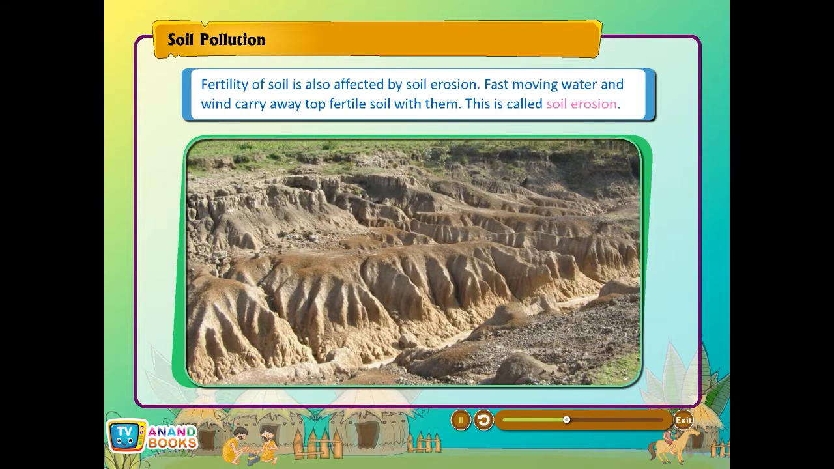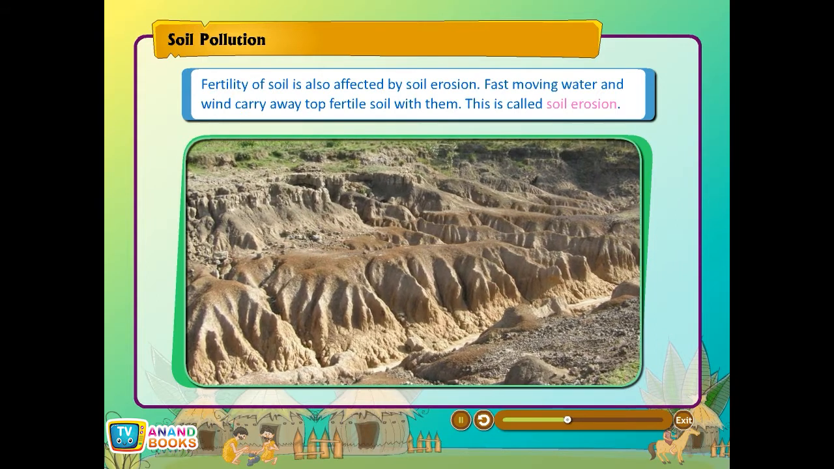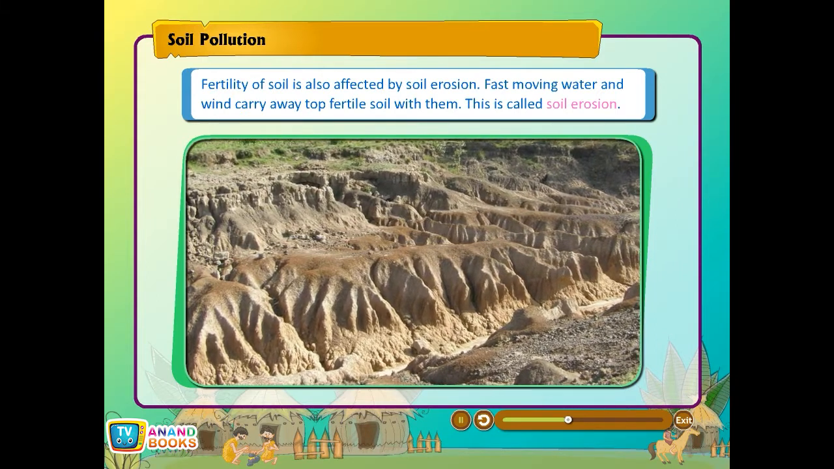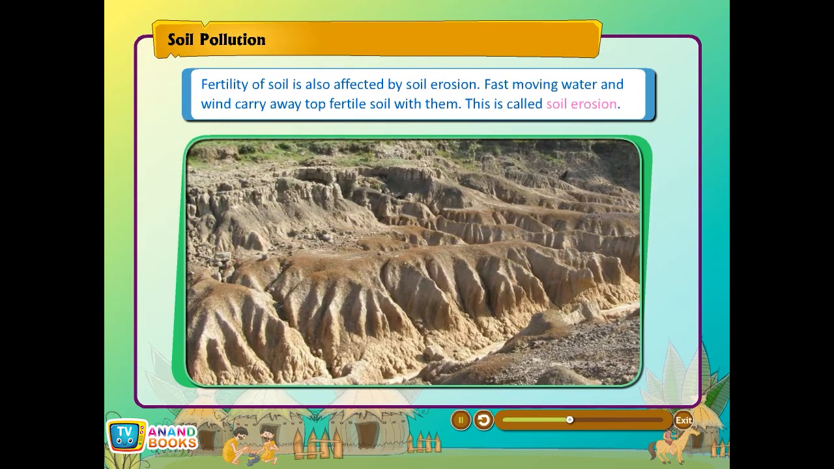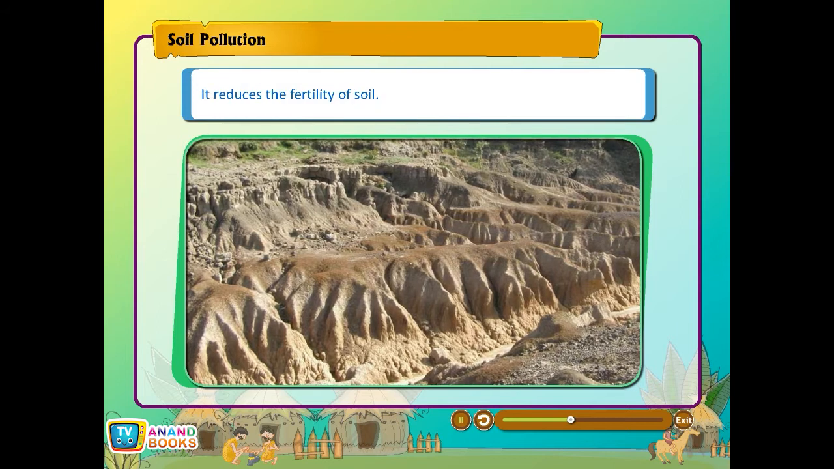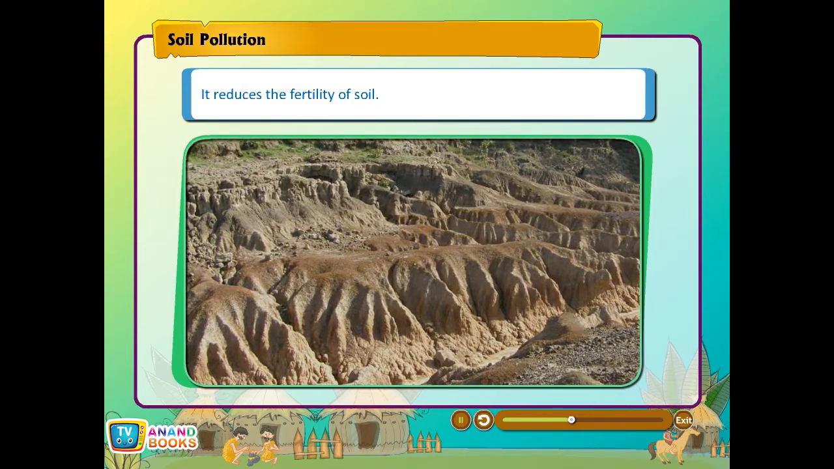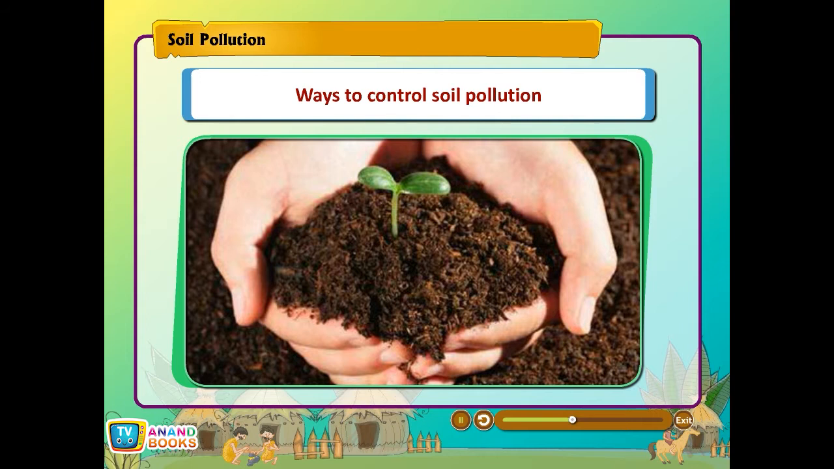Fertility of soil is also affected by soil erosion. Fast-moving water and wind carry away top fertile soil with them. This is called soil erosion. It reduces the fertility of soil. Ways to control soil pollution.